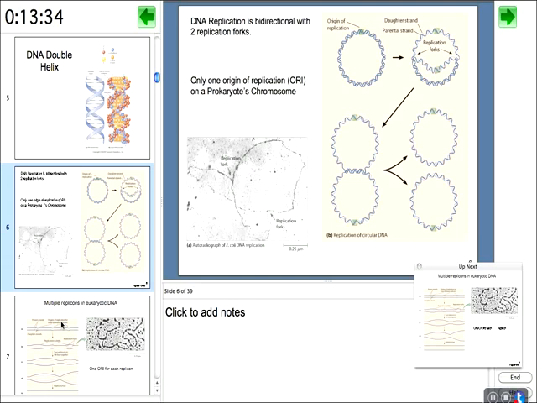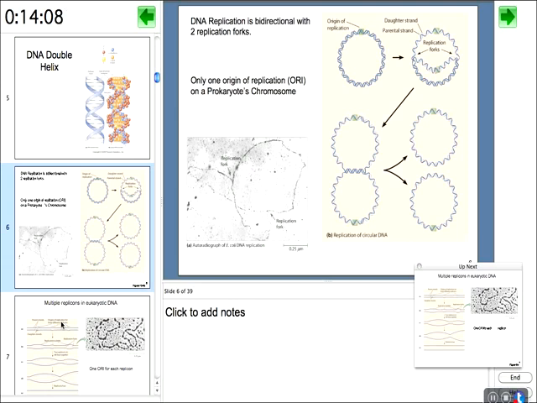What's the value of replication happening in both directions at the same time? The internet says 10 nucleotides per turn, and it's 3.4 angstrom units. All right, thank you. So 10 nucleotides per turn, and 3.4 angstroms is the space between turns.